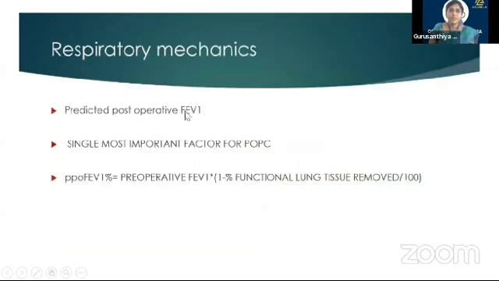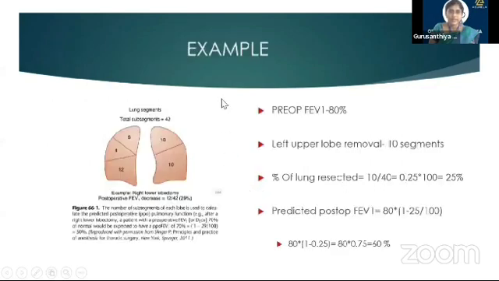So as far as we have seen, the single most important predictor for postoperative pulmonary complication is the predicted postoperative FEV1, which is preoperative FEV1 into 1 minus functional tissue removed divided by 100. So in this example, the right lung has 3 segments, 6, 4, and 12, and the left lung has 2 segments, 10 by 10.